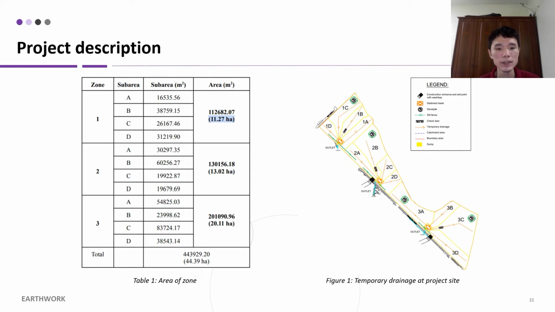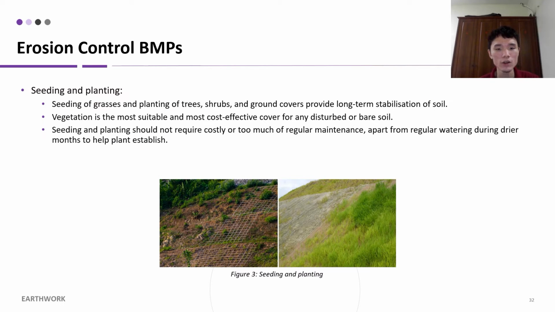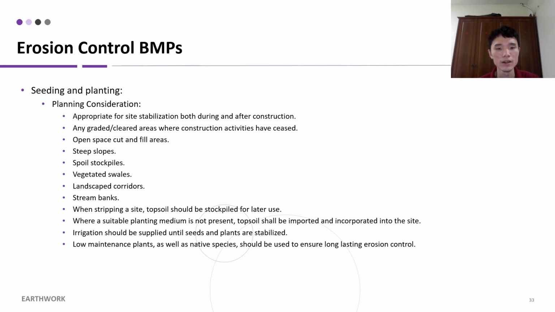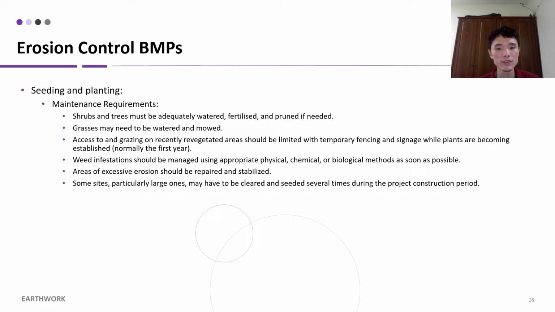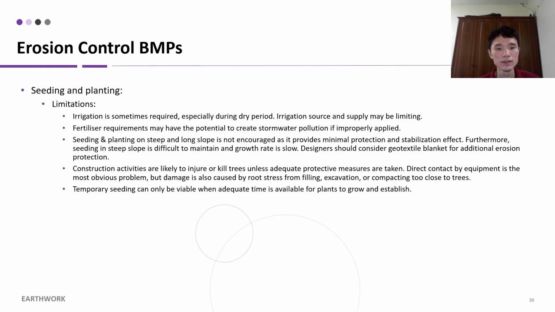The planned site layout and the area are as below. For erosion control, ground covers can provide long-term stabilization of soil. Here are the planning considerations for seeding and planting. Here are the design criteria for seeding and planting. The maintenance requirements for seeding and planting are shown here. This slide shows the limitation in seeding and planting.